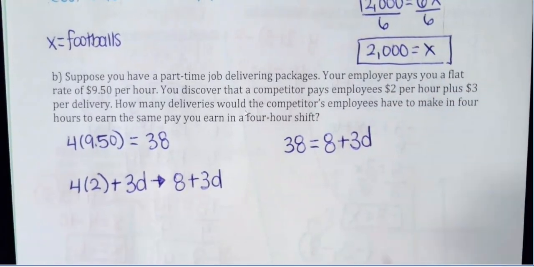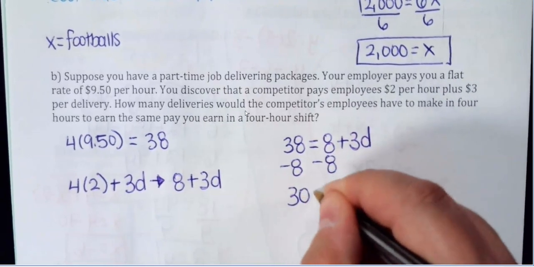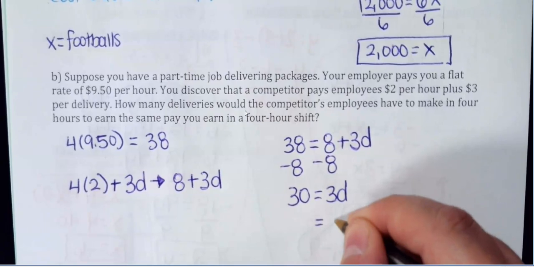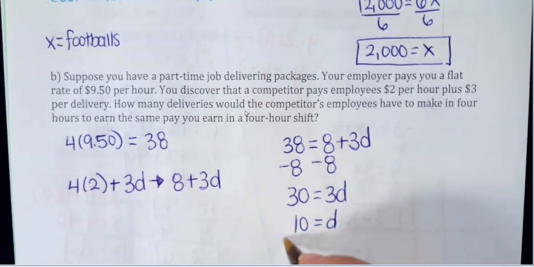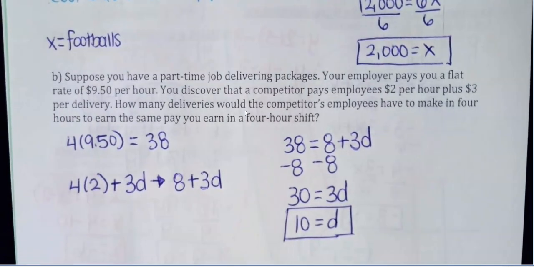And this will be a nice number. So this is going to be 30 equals 3 times the number of deliveries, divide by 3 there. So this means if you made 10 deliveries, they would be the same amount. So if you were delivering more than 10 items, it would be better for you to work for the competitor. If you were delivering less than 10 items, it would be better for you to just stay at the job you were at. Does anybody have a question?